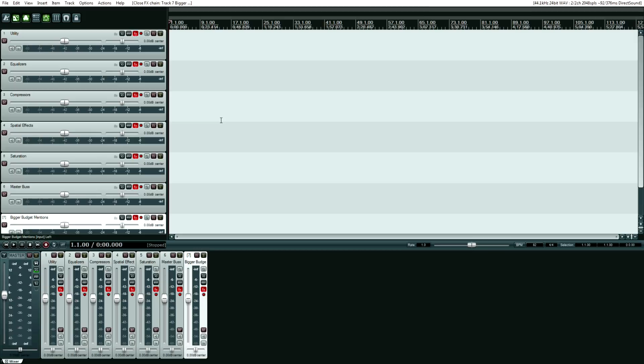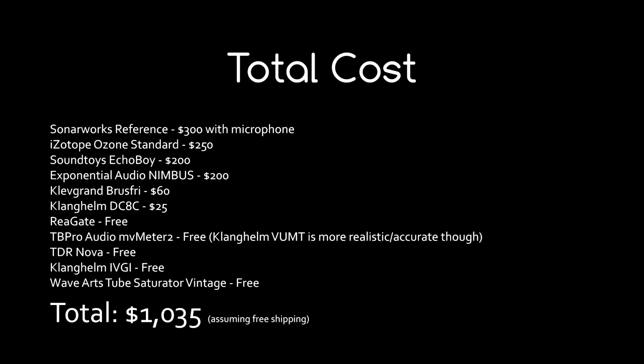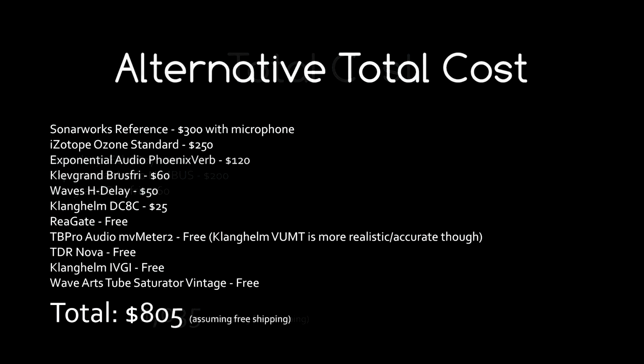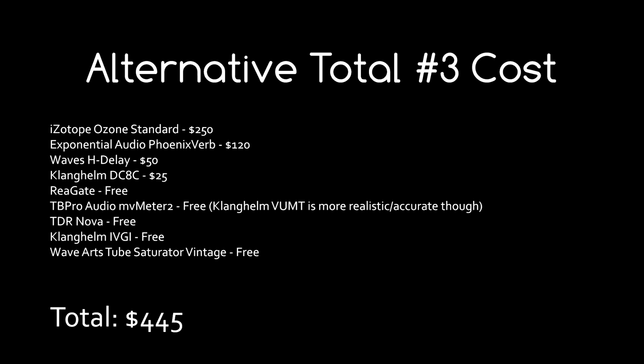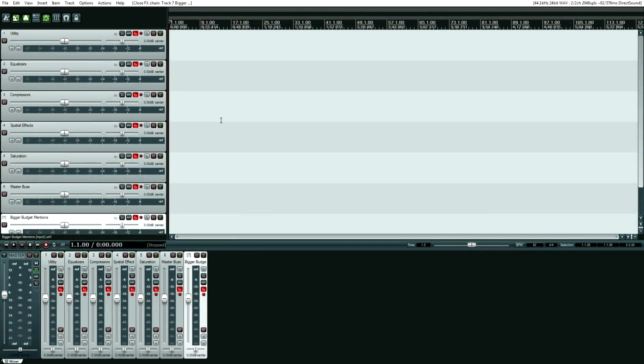So, all these plugins will run you $1,035, or if you go with my alternative suggestions, $805. If you remove Reference and Bruce free, and I don't recommend removing Reference, but technically you can get away with not using Reference. So if you do remove those 2 plugins, the prices come down to $675, or if you buy the alternatives, $445. I think those are reasonable prices for most people.